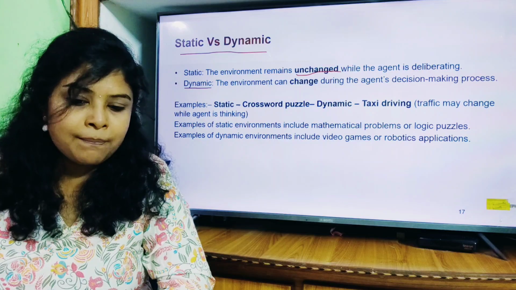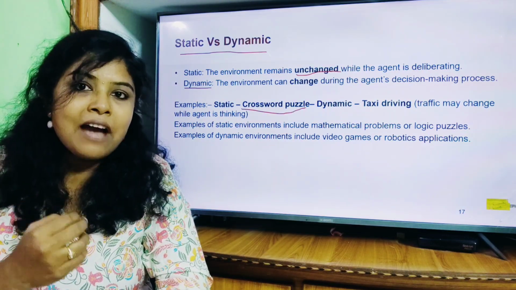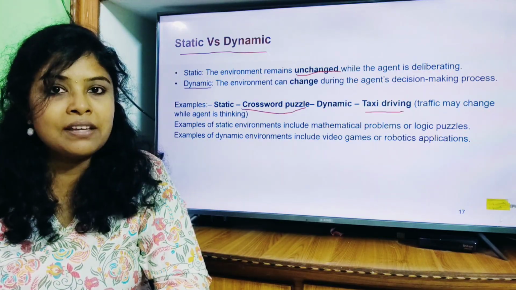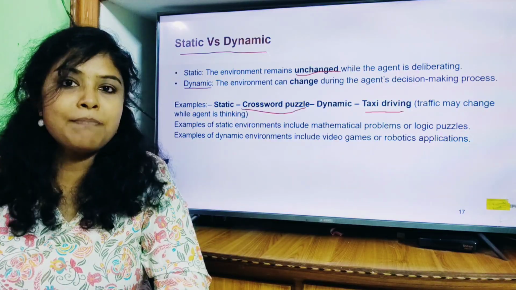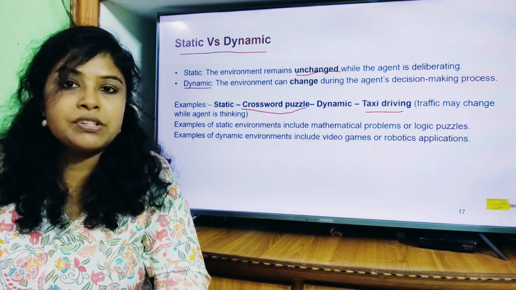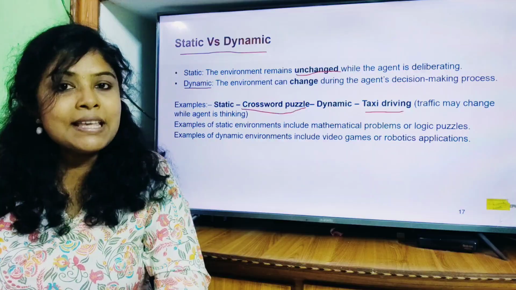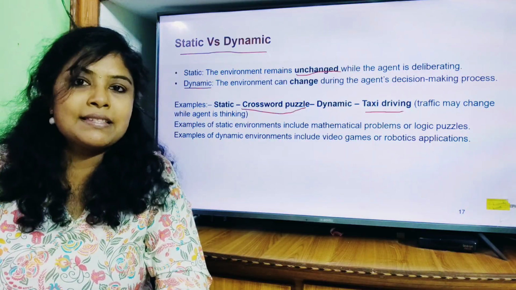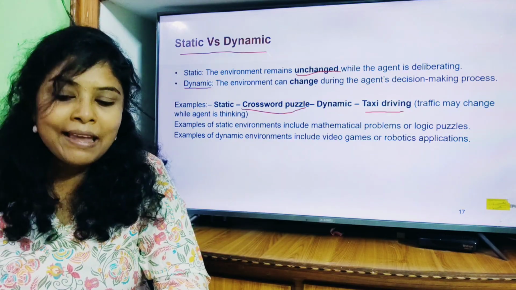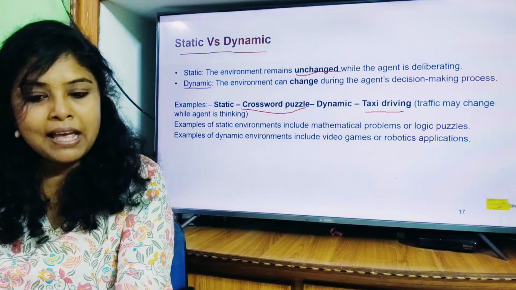So let's consider the example of a crossword puzzle. There, the crossword puzzle is fixed and we have to think and solve the puzzle. Whereas in a dynamic situation like taxi driving, the traffic may vary, the route may vary. So there may be some diversions, and you may have to be diverted from your original route. These kinds of things exist in a dynamic scenario where the environment keeps on changing. So there the agent also needs to change, right? So that is about static and dynamic environments.